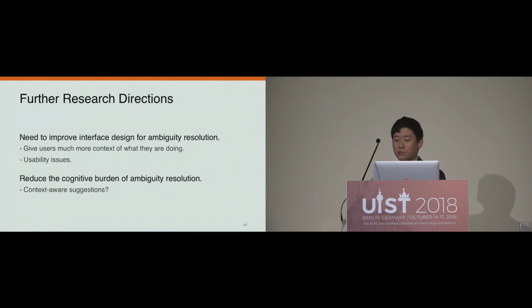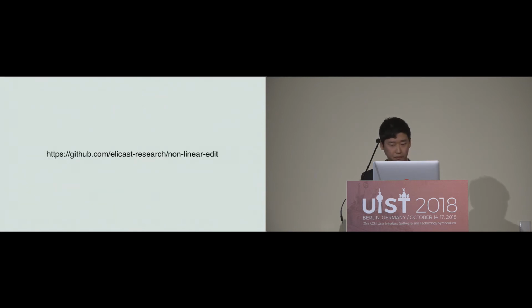For future research directions, we definitely need to improve the interface design for the ambiguity resolution. And we also have to consider how we can make the ambiguity resolution less difficult by limiting the number of possibilities in the beginning. We open sourced our implementation of the algorithm and the interface, so you can go check it out on GitHub.